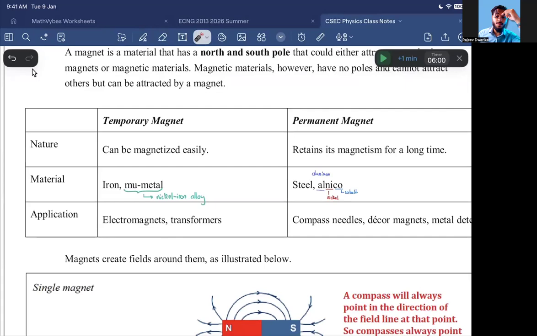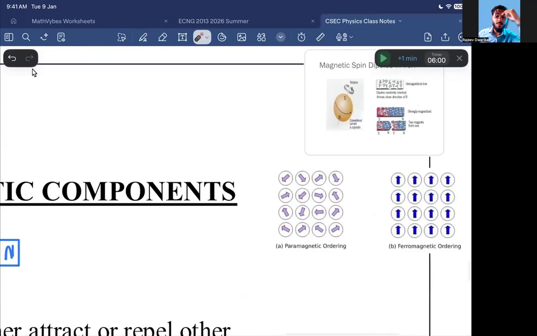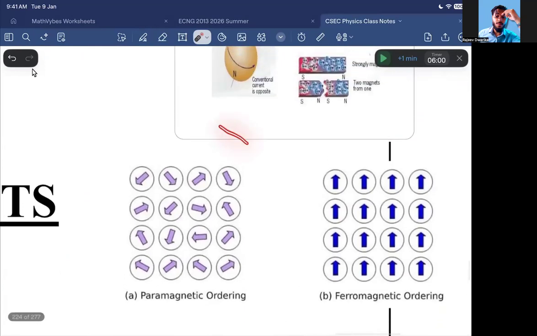All right, so I have a question, guys. This is paramagnetic. Again, this is off the syllabus, but I like to teach my students extra stuff.